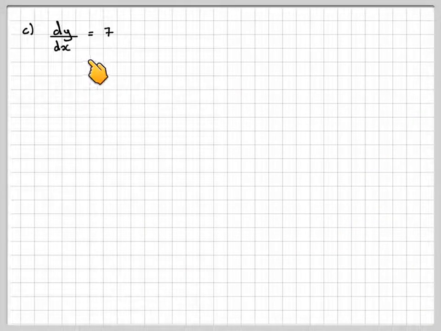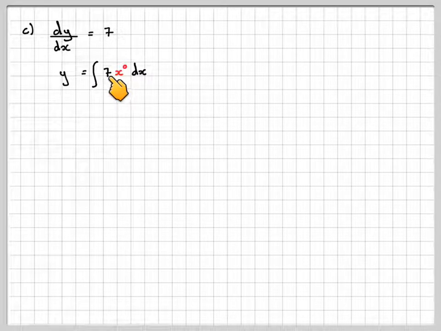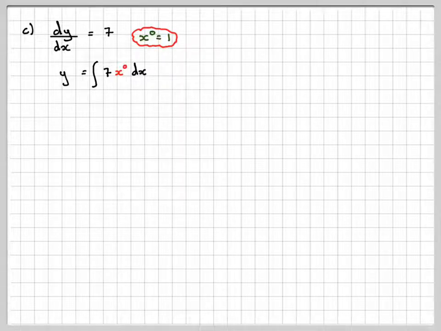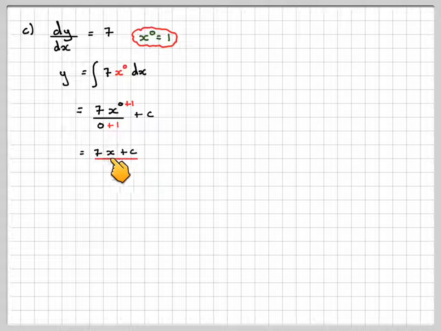Now we're going to do dy by dx is equal to 7. This one often causes confusion, but if you think of it as y is the integral of 7x to the 0 dx, now x to the 0 we know to be equal to 1. So this becomes y is equal to 7x to the 0, add 1 to the power, divided by the new power, which is 0 plus 1, plus c, which gives me y is equal to 7x, we don't write the 1 in anymore, plus c. So you can see if you integrate a number, all you need to do is put in the variable alongside it.